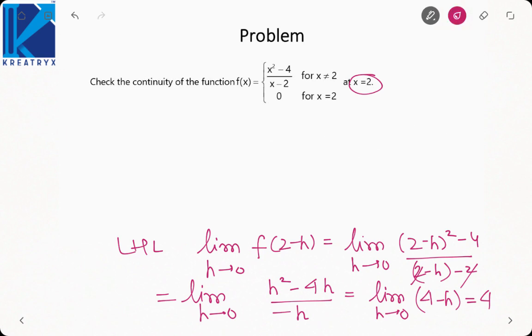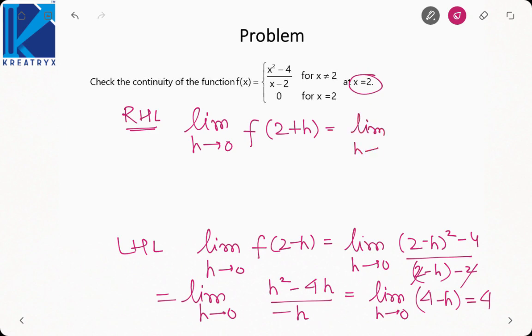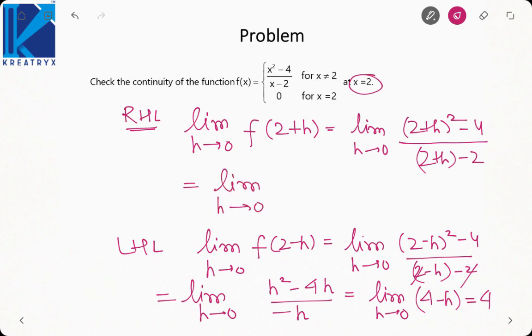Now if you calculate the right hand limit, how much will it be? Limit as h tends to 0 of f(2 plus h), so it will be limit as h tends to 0 of ((2 plus h) square minus 4) over (2 plus h minus 2). If you expand the expression in the numerator, it will be (4 plus h square plus 4h minus 4), that is (h square plus 4h) over h. That is limit as h tends to 0 of (h plus 4), which is equal to 4.